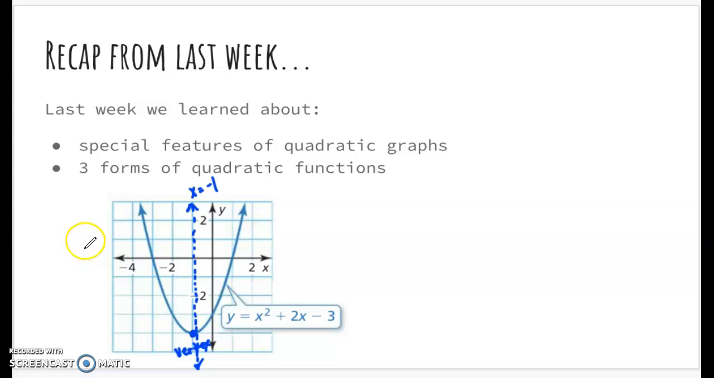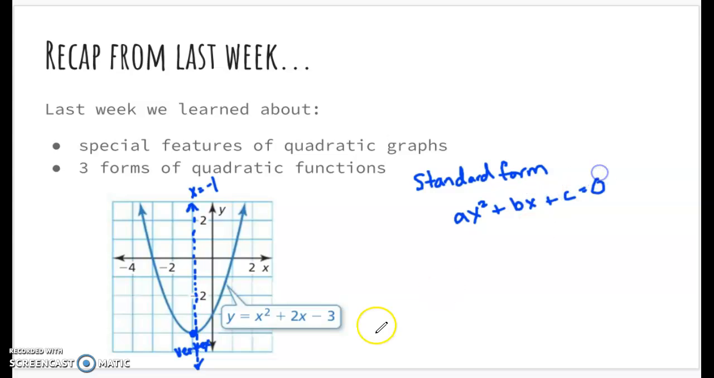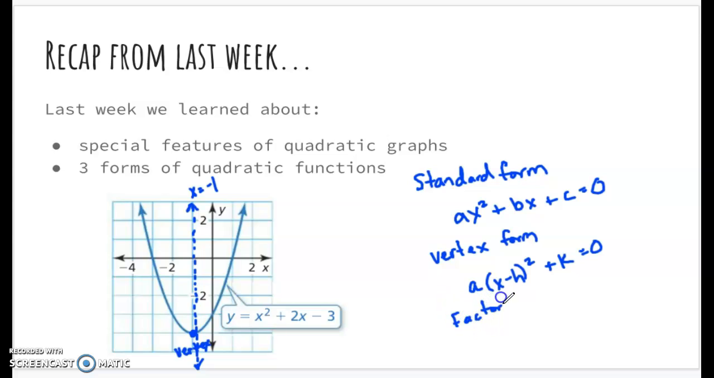We also talked about the three forms of quadratic functions, right? We talked about standard form, which is ax squared plus bx plus c is equal to 0. We talked about vertex form, which is a times (x minus h) squared plus k equals 0. And we talked about factored form, which shows us our factors: a times (x minus x1)(x minus x2) equals 0, right? And we talked about all of the special characteristics that you can see very quickly from each form.